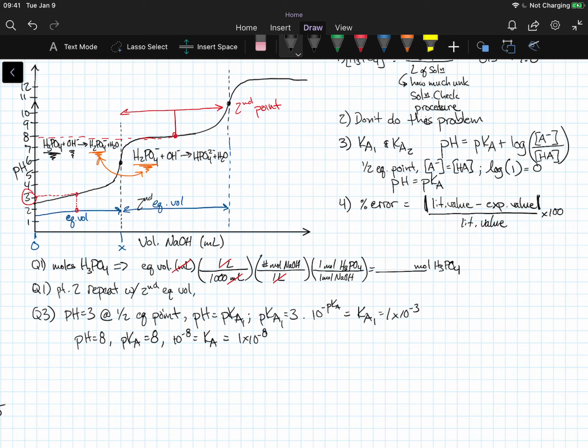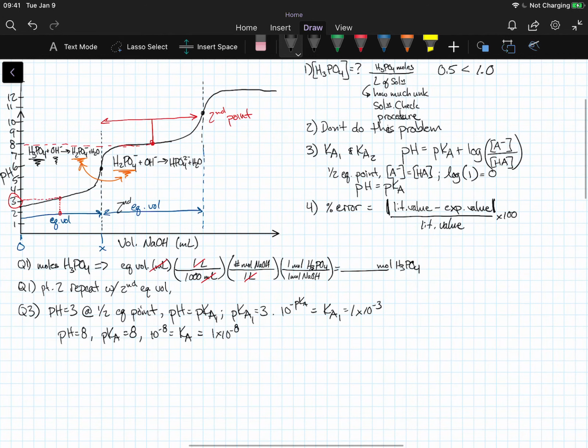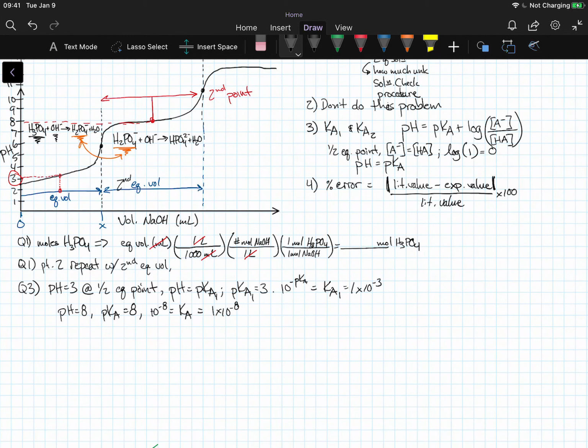It's basically saying how far away were you from the actual value. So how far away was your experimental value from the literature value divided by the literature value. So it scales it to the size of the literature value. And then you multiply by 100 to get the percent error. So you should calculate a percent error for Ka1 and 2.